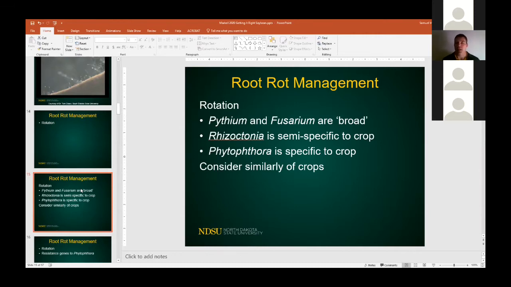And the last one to consider is Phytophthora is specific to the crop. So Phytophthora really only affects soybeans. There are other Phytophtheras floating around, but Phytophthora sojae is the soybean pathogen, and it doesn't go to anything else.